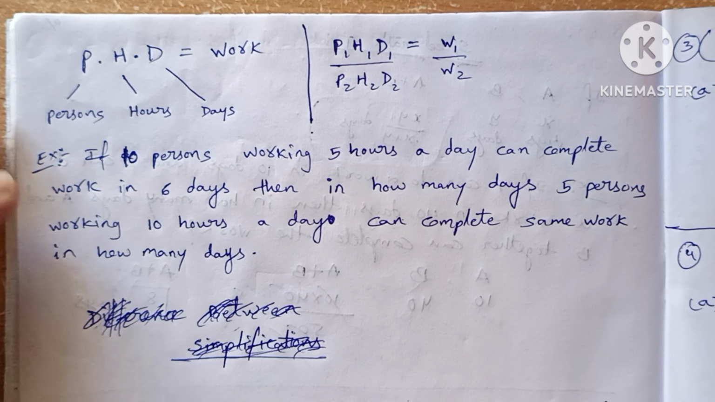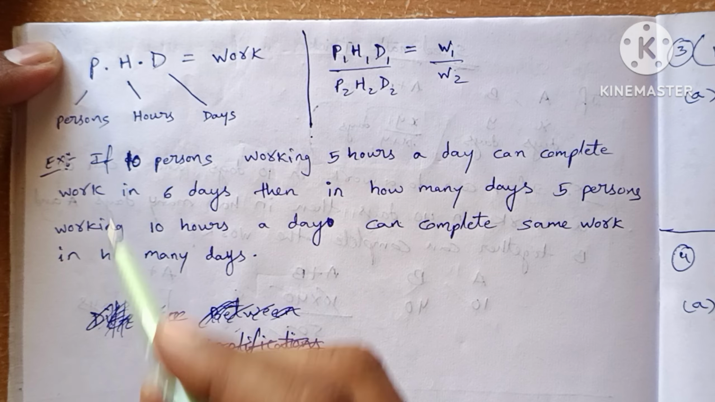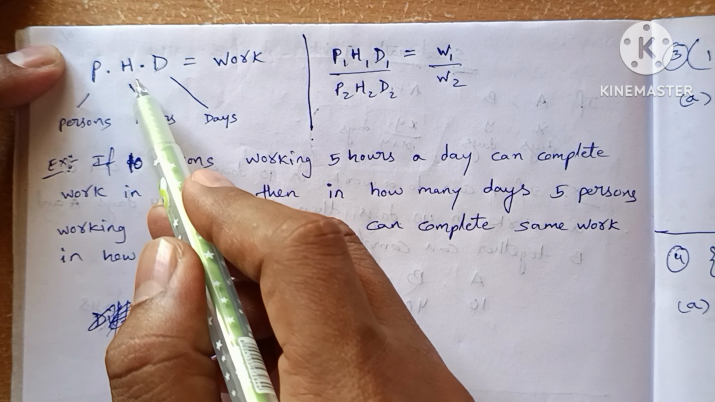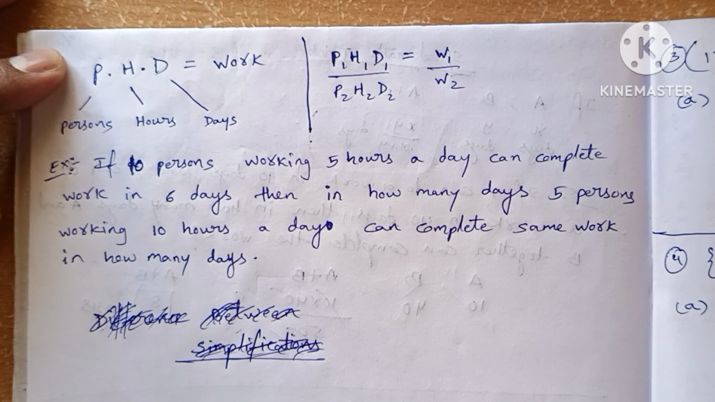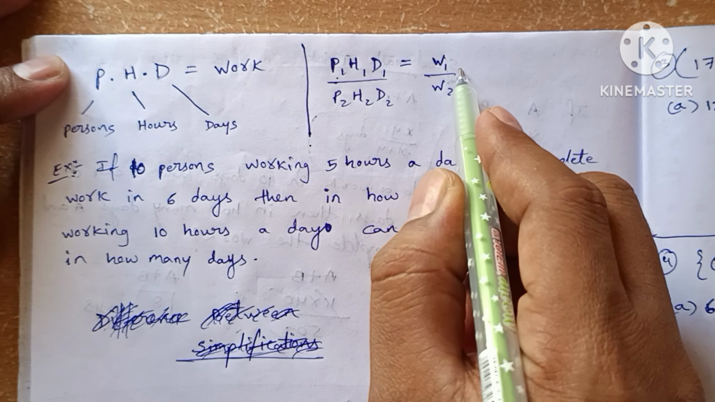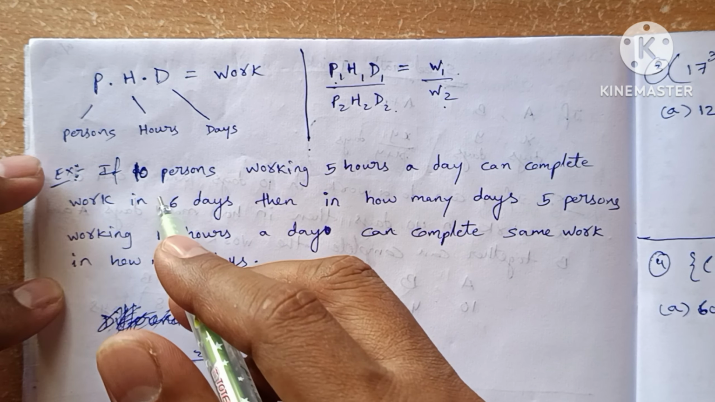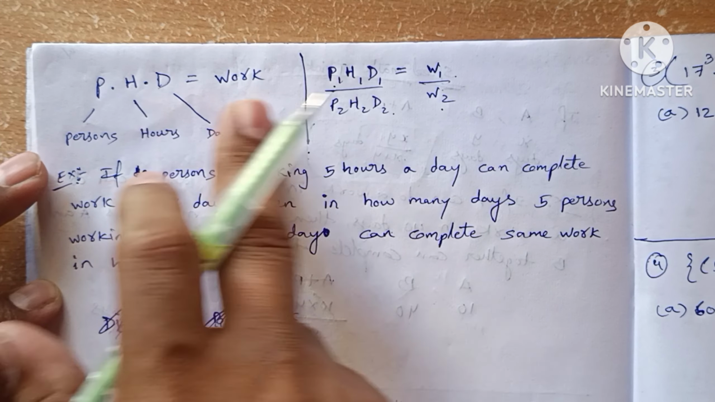This is the next concept: PHD equals work. PHD means persons, hours, and days. We need to remember this one also: PHD equals work. Okay, let's see an example and understand what this is.